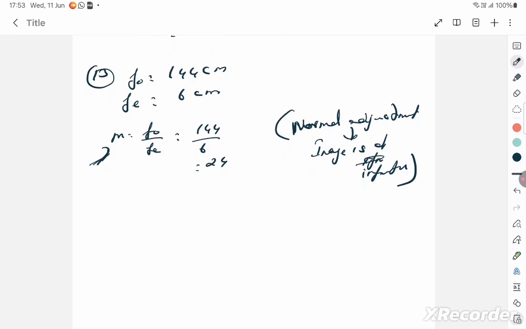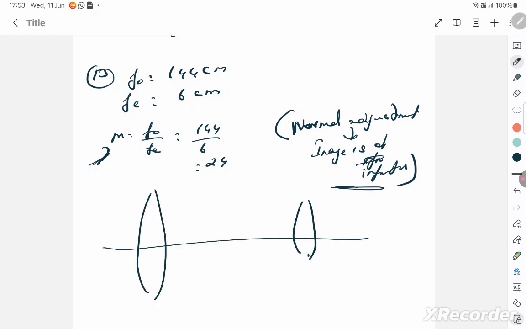Separation between the objective and eyepiece. In this sum, you know that the telescope is like this. The eyepiece is smaller. The ray comes here and converges like this here. You get an interim image which serves as an object for the second lens.